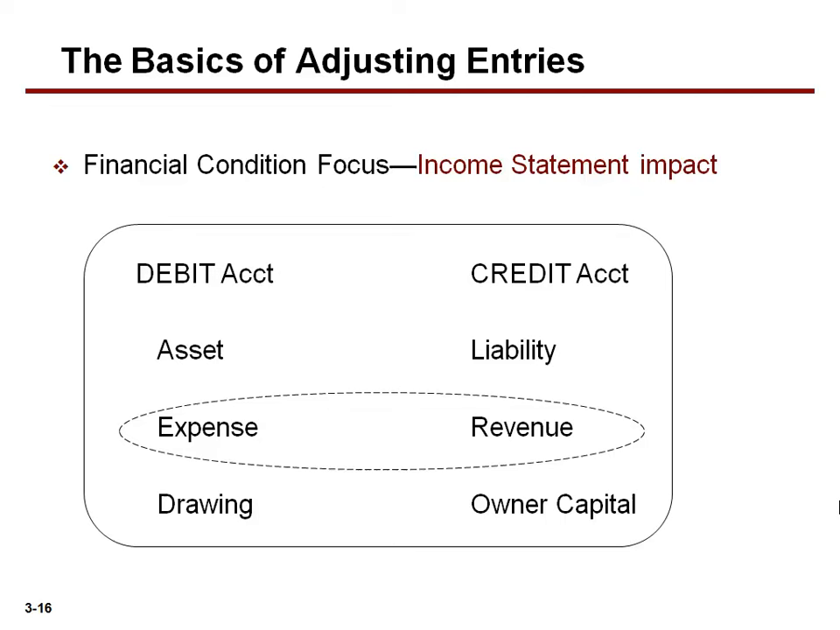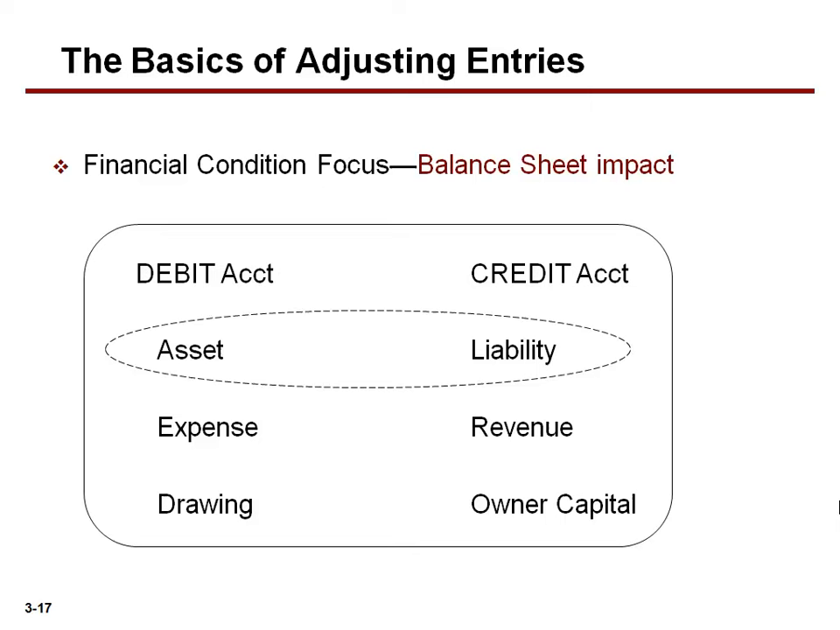So looking at all the elements of financial condition, in terms of the income statement impact, we're concerned about expense accounts and revenue accounts. Are they properly stated? In terms of the impact on the balance sheet, are asset positions and liability positions stated? Again, assets are items that have future value. If that future value has been used up, the asset account must be adjusted. Likewise, liabilities are current debt obligations owed. If that is changed, that liability position must be changed.